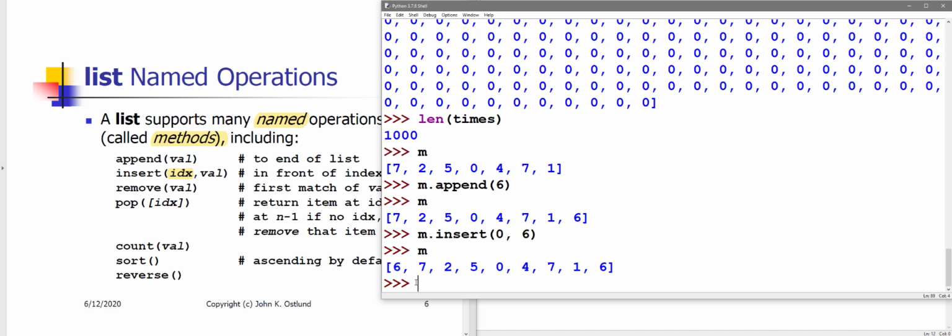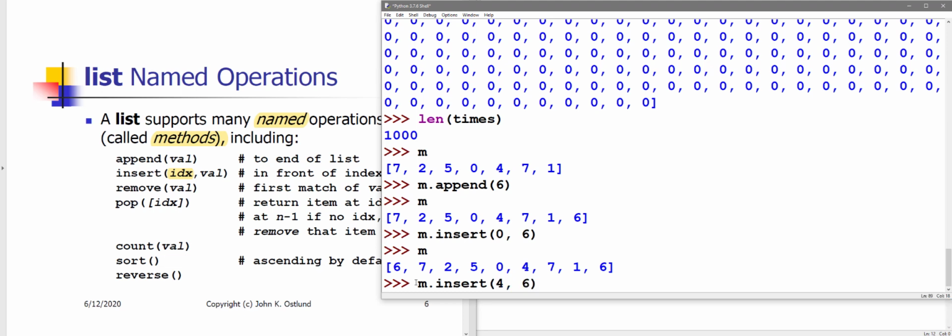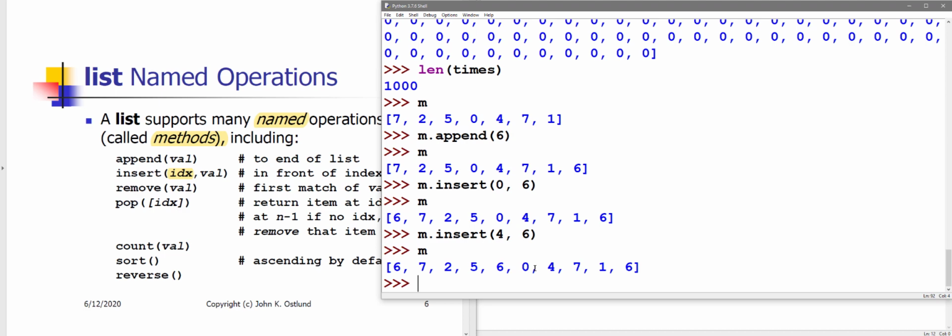inserted at the beginning. If I say m.insert 4, let's say 6, now you might get confused about that and think, oh, we're inserting the 6 ahead of the 4. No, we're inserting the 6 ahead of position sub 4. So this 6 is at position sub 0, 1, 2, 3, 4. This 0 is currently at position sub 4, and I'm inserting the 6 ahead of that 0. All right, so here's the 6 that I just inserted, and it now occupies position sub 4.